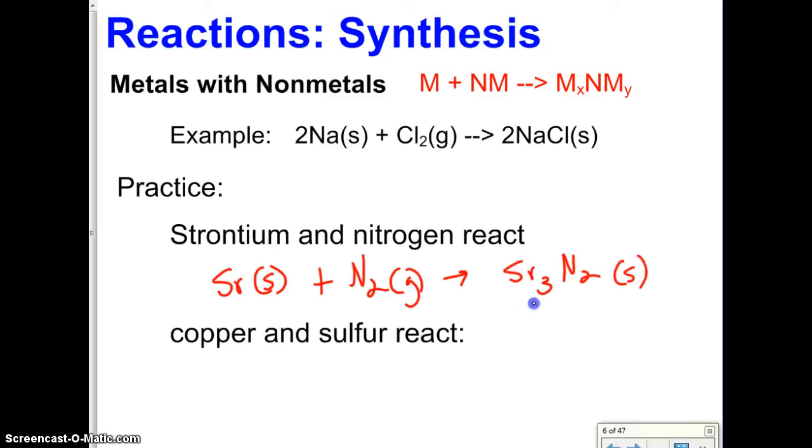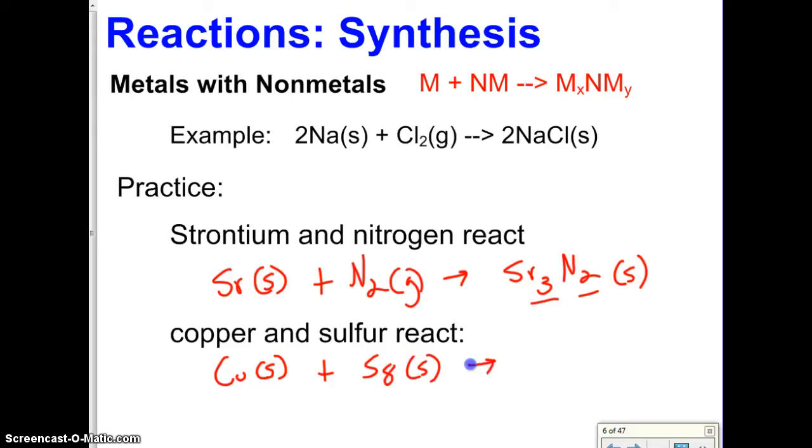By the way, these charges, I'm hoping we know that this comes from the periodic table. Strontium's in our second column, so it is a +2. And nitrogen's all the way over in the fifth column in terms of the representative group, so it is a -3. So again, we would have a -3 up here, +2 up here, and we would cross and swap to get those numbers.